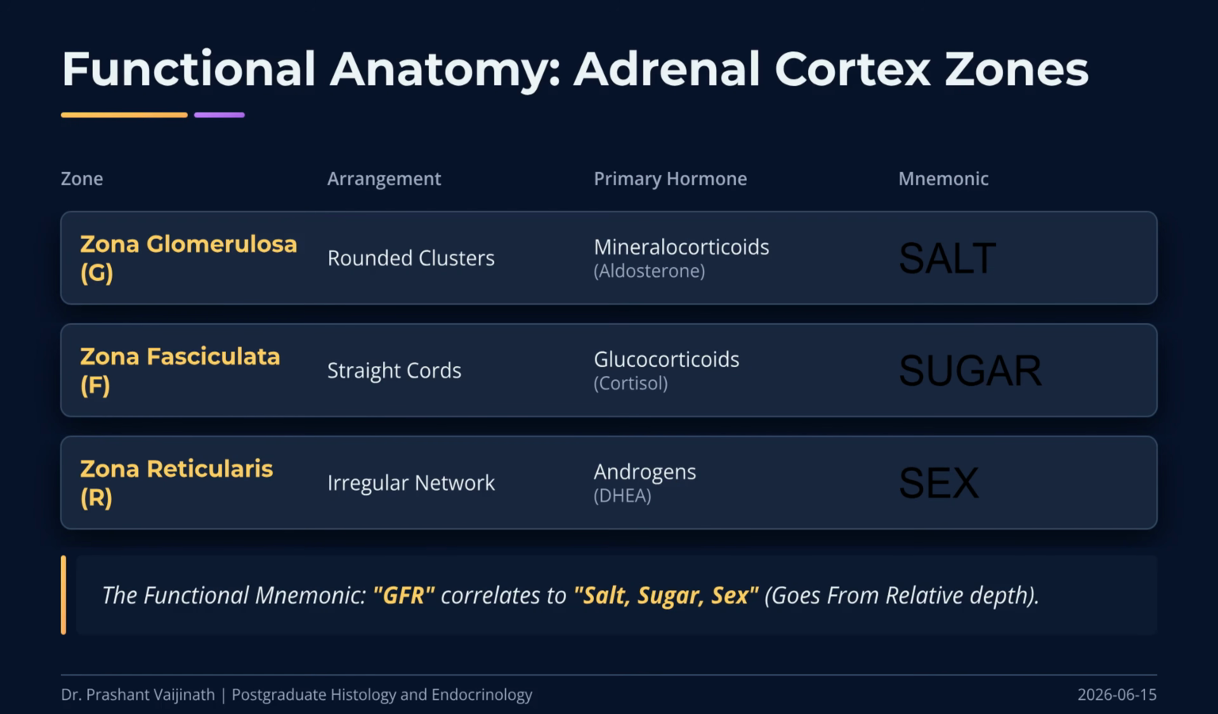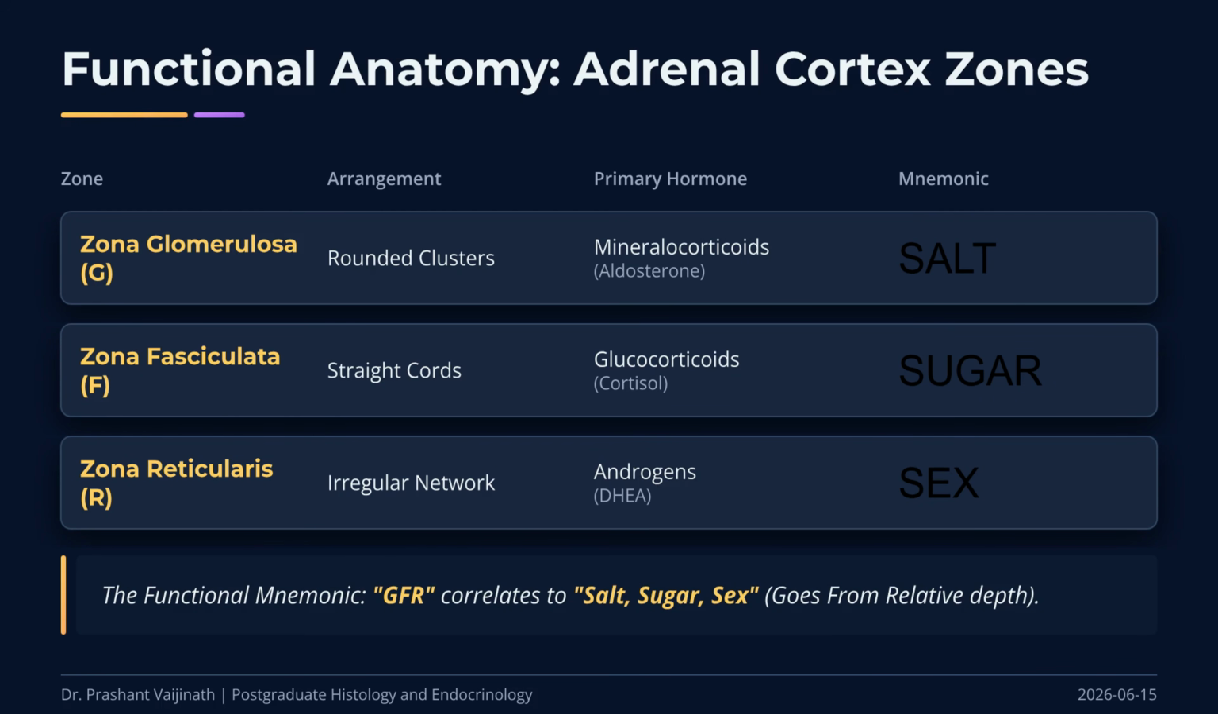Before proceeding to the adrenal medulla, let us compare the three cortical zones. The outer zona glomerulosa contains cells arranged in rounded clusters and produces mineralocorticoids, primarily aldosterone, which regulate salt and water balance. The middle zona fasciculata contains straight cords of lipid-rich spongiocytes and produces glucocorticoids, mainly cortisol, responsible for metabolism and stress response. The inner zona reticularis contains a network of smaller cells that produce adrenal androgens involved in sexual development.